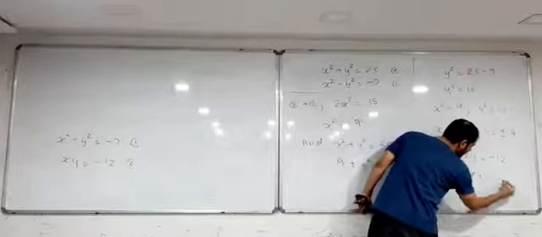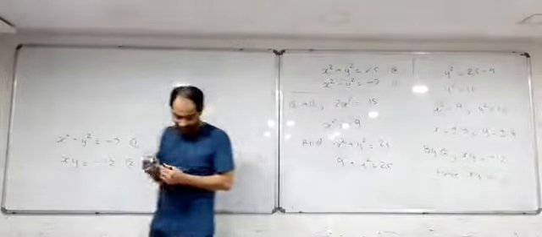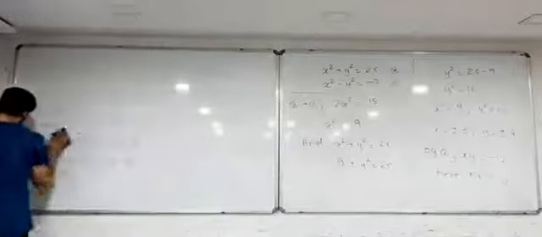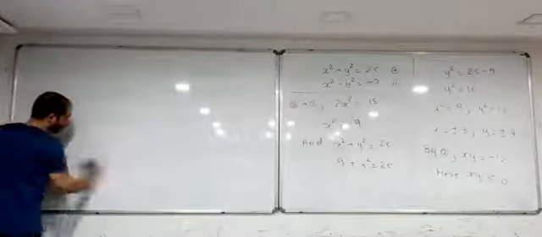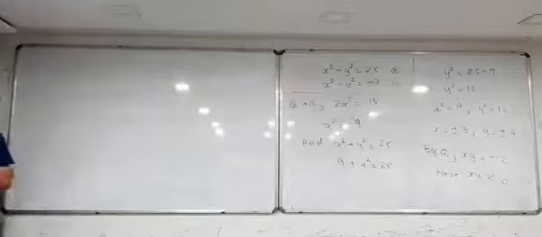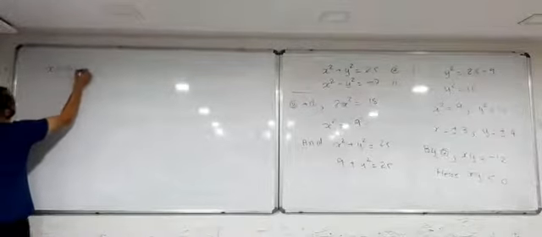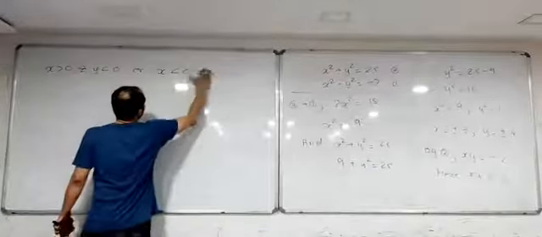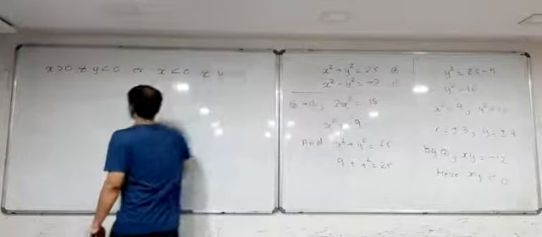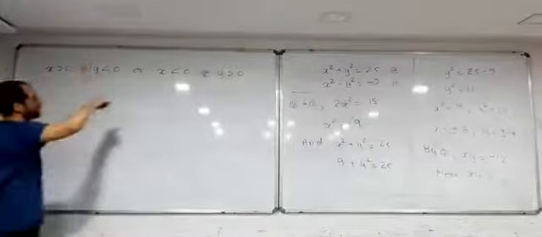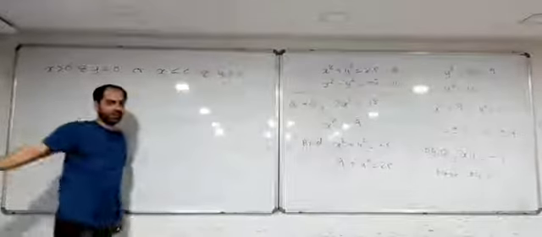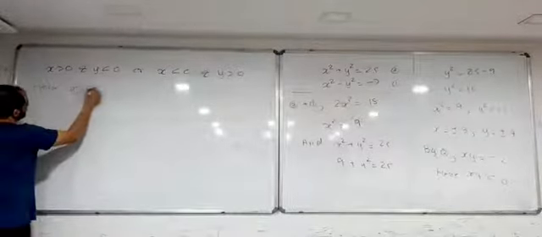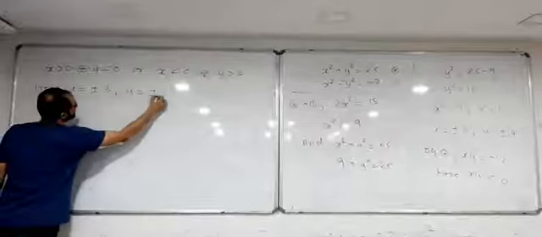So here xy is less than 0. The product is negative, and when the product of two numbers is negative, one should be positive and the other negative. Therefore what are the possibilities? x is greater than 0 and y is less than 0, or x is less than 0 and y is positive. Yes or no? So here we are left with x is equal to plus or minus 3, y is equal to plus or minus 4.